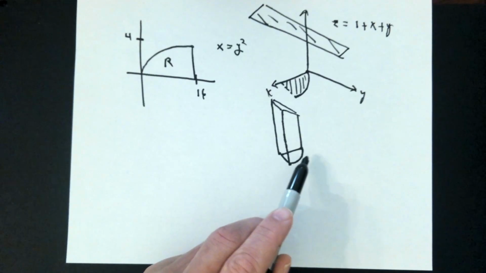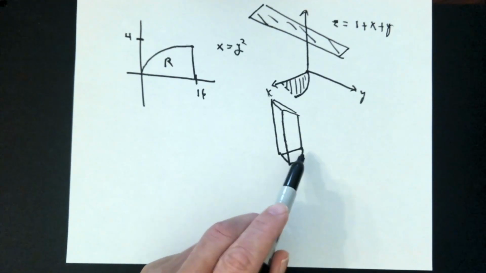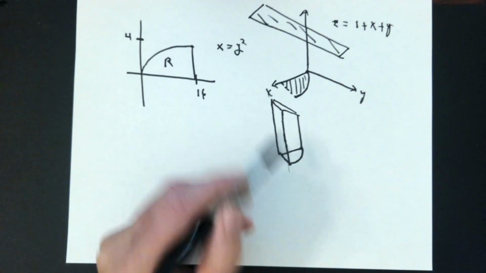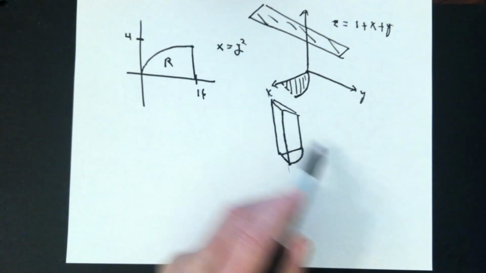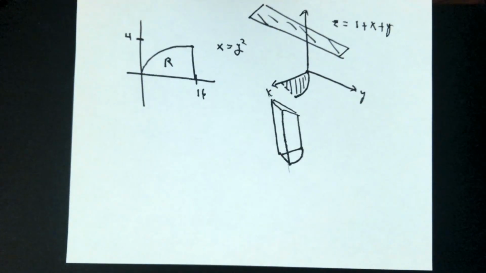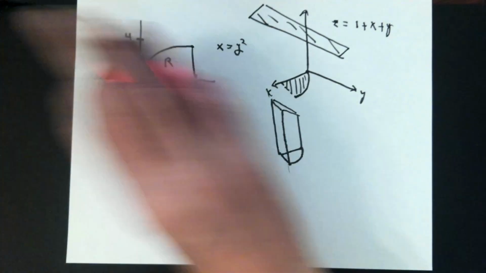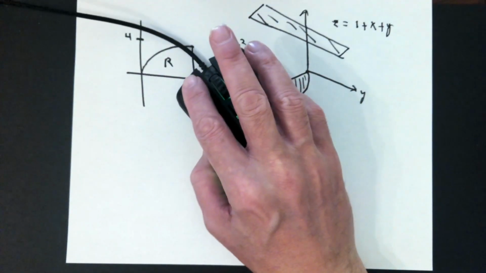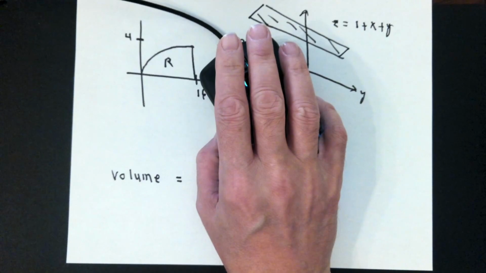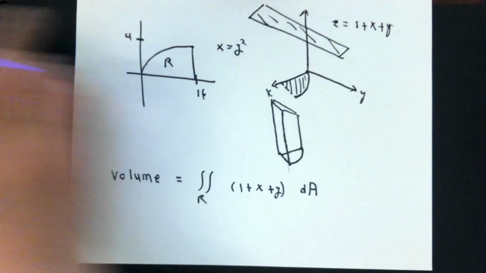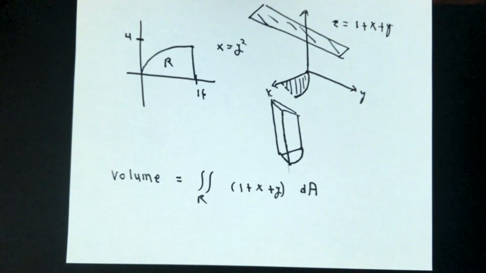It's got a parabolic base, flat on two sides though. Vertically, there are straight lines, and when I intersect with this plane, I slice it off at an angle. I'd like to know what the volume of that is. So the double integral that I have to do is just this one.